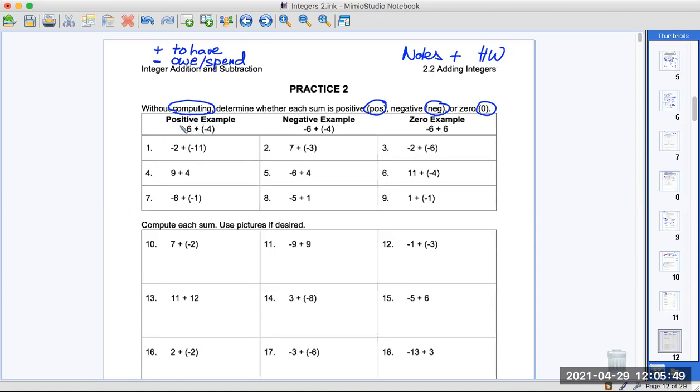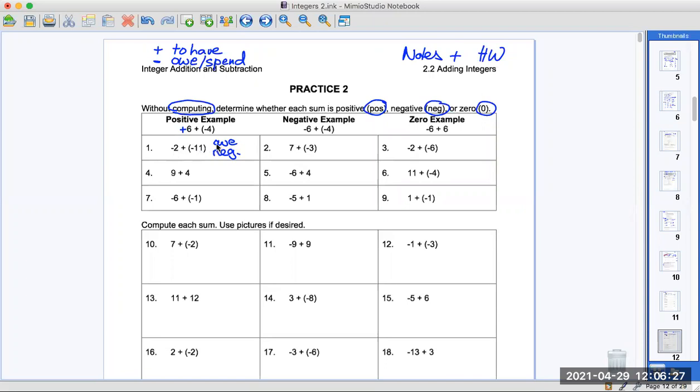So let's look. The 6 is positive. So you have $6, but you spend $4. Do you have money or do you owe money? So that would be positive because you have money left after you spend $4. So let's look at here. You owe $2 and then you owe $11 more. Do you have or do you owe? You owe both of these amounts, you still owe, so it's a negative answer.